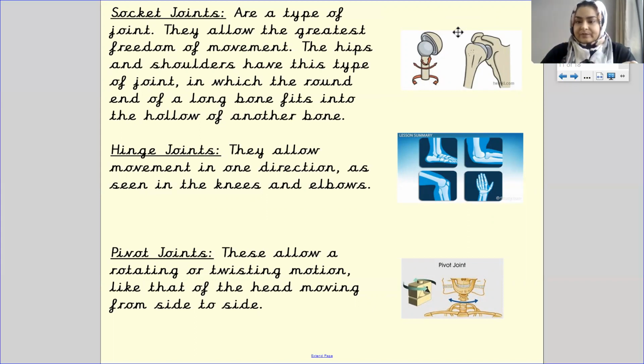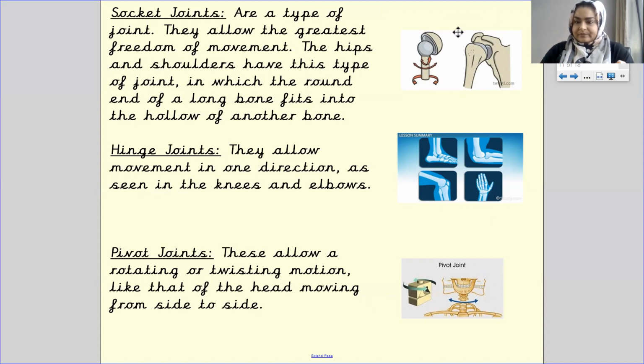Hinge joints. They allow movement in one direction as seen in the knees and elbows. So if you look at my elbow and your elbow, everybody's elbow has a hinge joint. So the joint is hinged because I can only move it one way, which is this way. I can't move it that way, okay? Whereas the shoulder is a socket because I can move it all around.